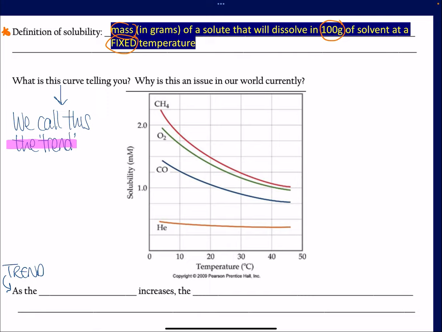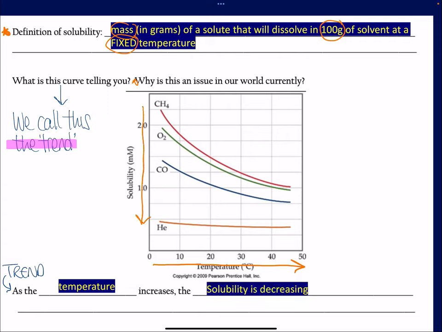So we have a different solubility curve now. And again, the question is, what is this curve telling you? So this is now the trend. The second part of the question says, why is this an issue in our world currently? So what is our trend? We said, for starters, temperature, because it's here, is always increasing. So that's fine. And now we have to look at what's happening to the solubility curves. And this time the solubility curves are decreasing down. So we finish our trend with, as the temperature increases, the solubility is decreasing.